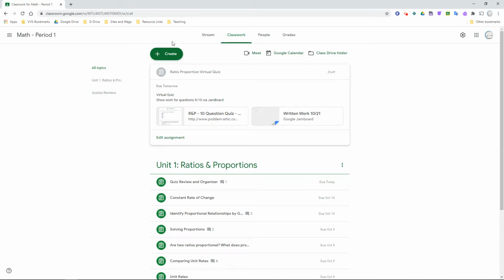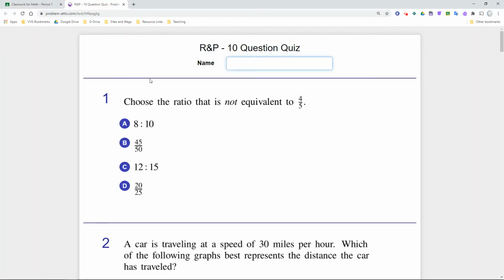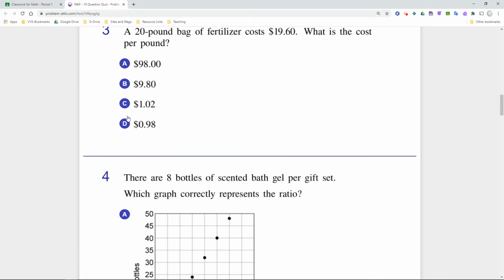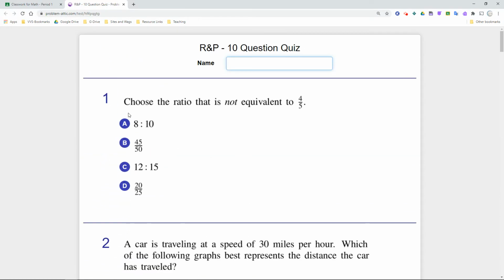Today I'm going to be reading you the ratio and proportion virtual quiz. There are two parts of this assignment. There's the first 10 questions, and then there's a place to put your written work. First, let's take a look at these 10 questions from Problematic. I'm going to go through and read these answers at a nice slow speed. Every time I get done with one question, make sure to pause the video so that you can do the work and select your answer.